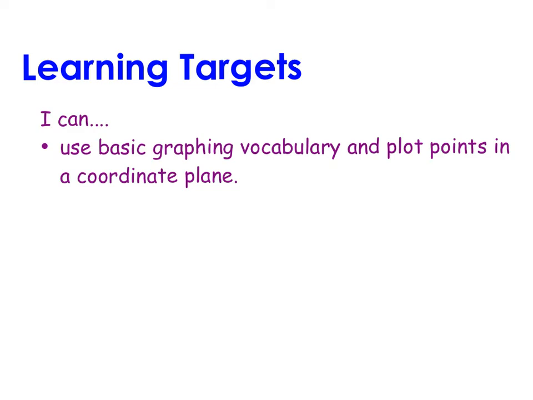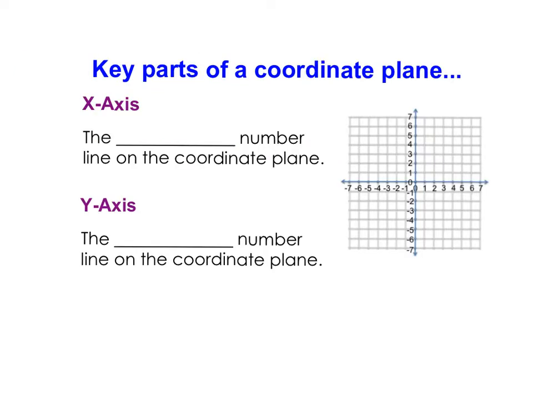In this video, we're going to review basic graphing vocabulary and then practice plotting our points in the coordinate plane. To begin, we're just going to start off with some key vocabulary that's related to the coordinate plane. First, you should know that this grid right here is called the coordinate plane, and it's how we graph two-dimensionally in mathematics. And there are two main axes of the coordinate plane.